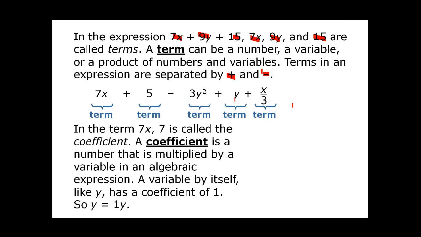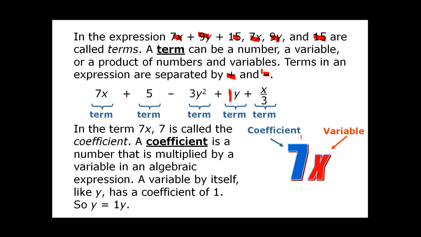What is the coefficient of y? The coefficient of y here is 1, but we don't write 1. What is the coefficient here? The coefficient here will be 1 over 3 and the variable is x. So we have 7 as the coefficient and x as a variable power 1. Here x is variable power 1. Here y is variable power 2.